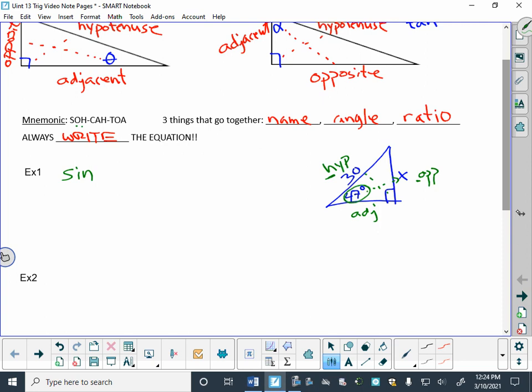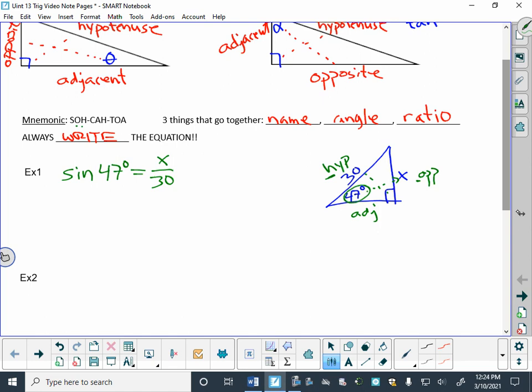Which angle? Well, the angle that they gave us, the 47-degree angle. And that is going to be equal to... So sine changes the angle into a ratio. And the ratio, according to my mnemonic, is the opposite divided by the hypotenuse. So the first letter I see, the opposite was labeled x in my picture, divided by the hypotenuse, which is a 30. I want to solve for x.